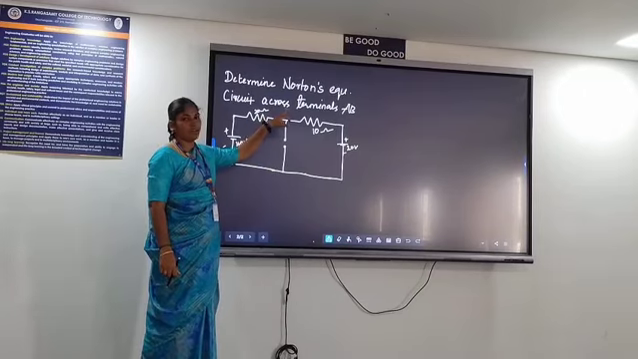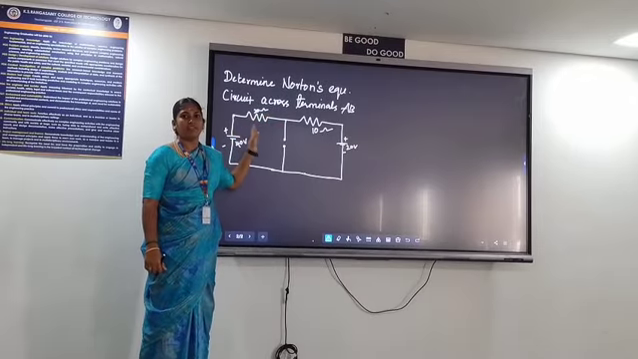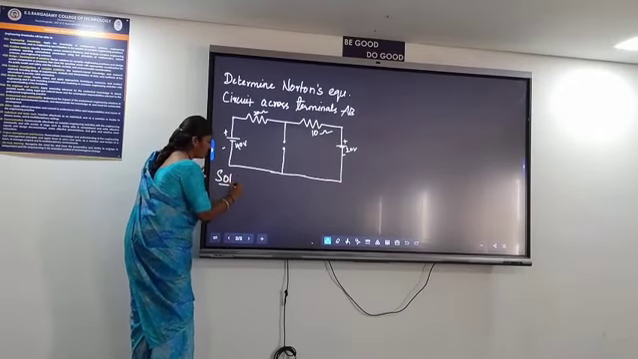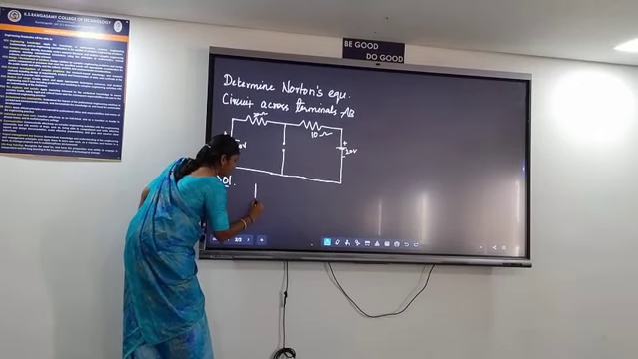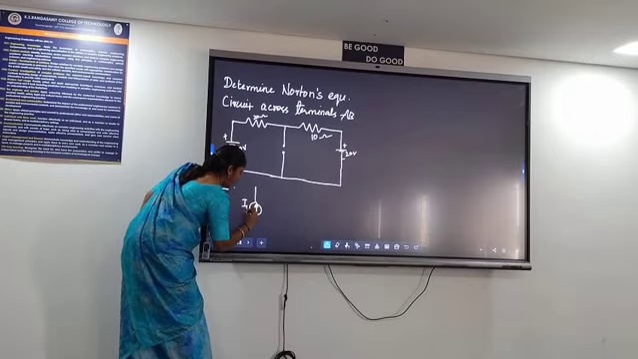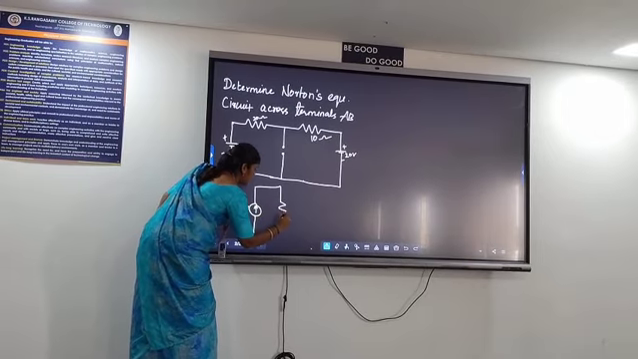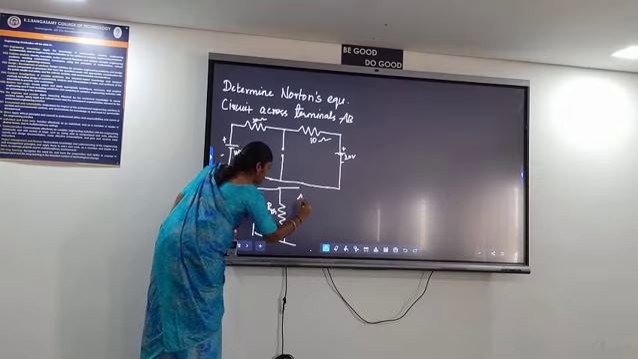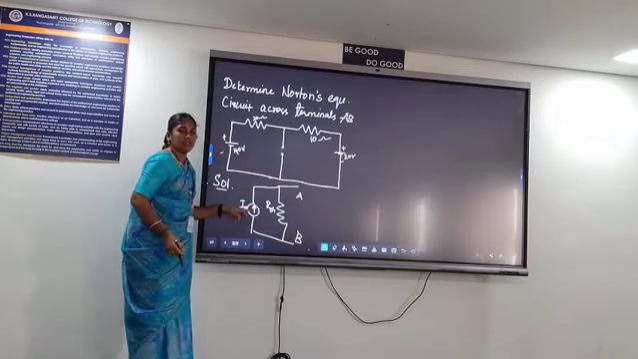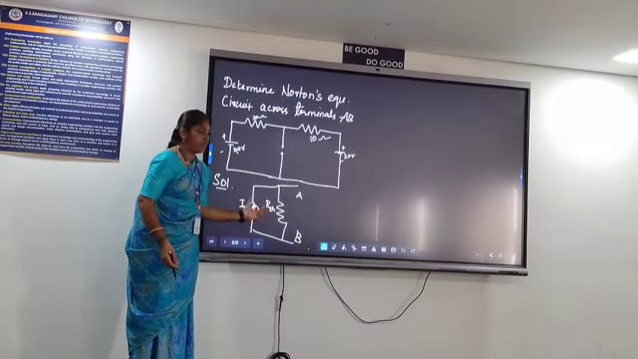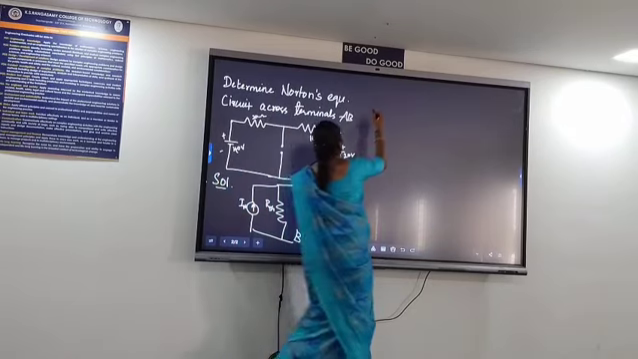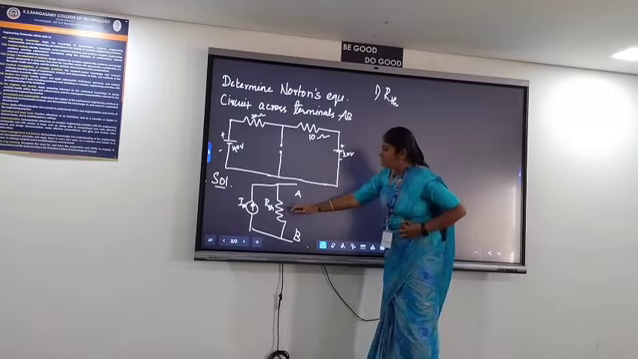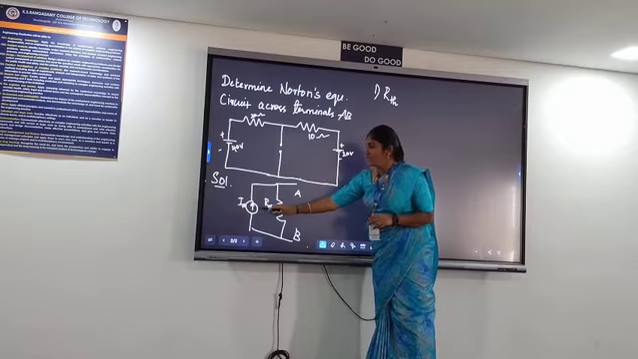This is the given Norton's circuit. From this we have to find the Norton's equivalent circuit. Initially we draw the Norton's equivalent circuit, which is IN in parallel with the resistance RTH across the terminals A and B. IN is the current across the terminals A and B. As this is the equivalent circuit, we need the values of RTH and IN.